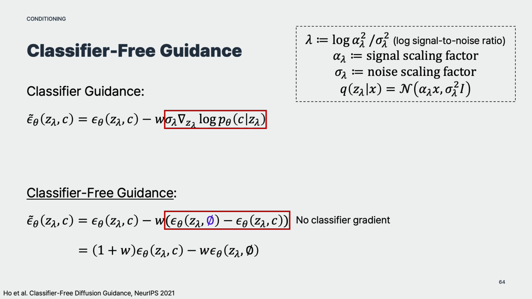The difference between classifier guidance and classifier-free guidance lies in the thickness of the box shown below. Notably, in the classifier-free guidance box, there is no classifier gradient term, which eliminates the vulnerability of classifier guidance to gradient-based attacks.